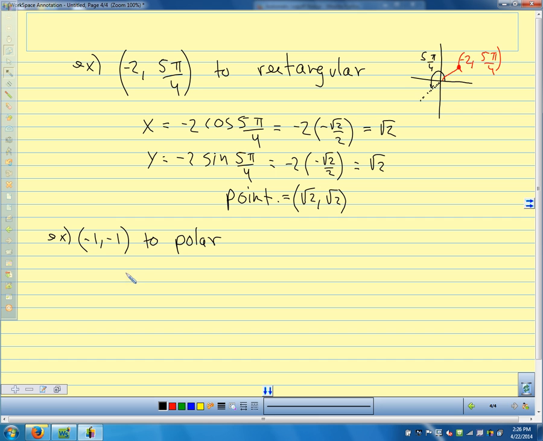So r is the square root of 1 squared plus 1 squared, square root of 2. And tangent theta is y over x, 1. What quadrant are we in? Negative 1, negative 1. Third quadrant. What angle in the third quadrant gives me a tangent of 1?